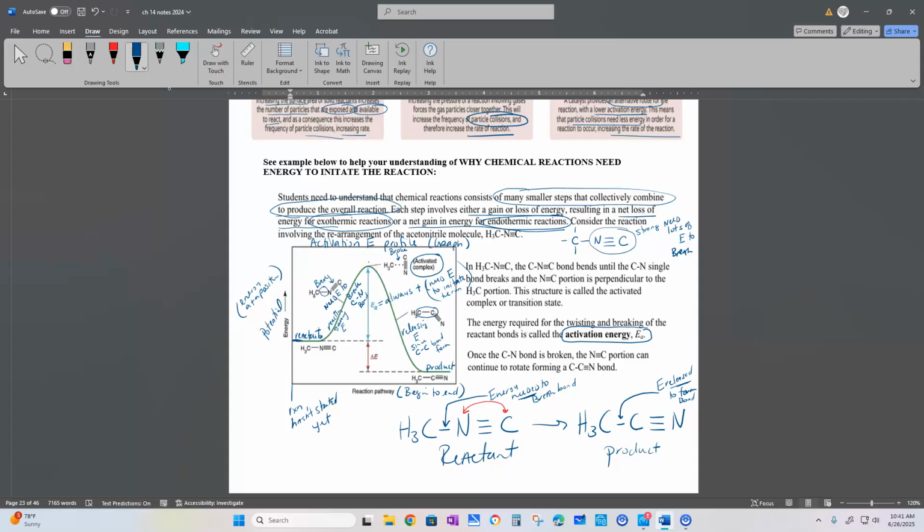So then that C triple bond N is just rotating, rotating until it gets into the place that it wants. That's why it's called energy of position. And once it gets into the correct orientation, position, then you get your products. And then it's just flatline. So EA is always positive. It's that energy needed to initiate the reaction.